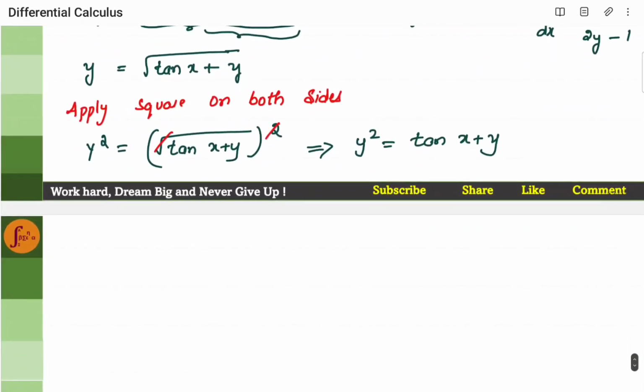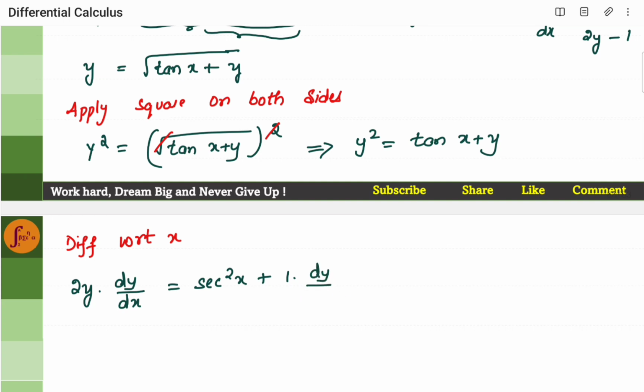Now we'll differentiate with respect to x. What is derivative of y square? Y square is 2y into dy by dx, because we have y, we'll have to always put dy by dx. This is equal to tan x plus y. What is derivative of tan x? Secant square x. And what is derivative of y? It's 1 into dy by dx.